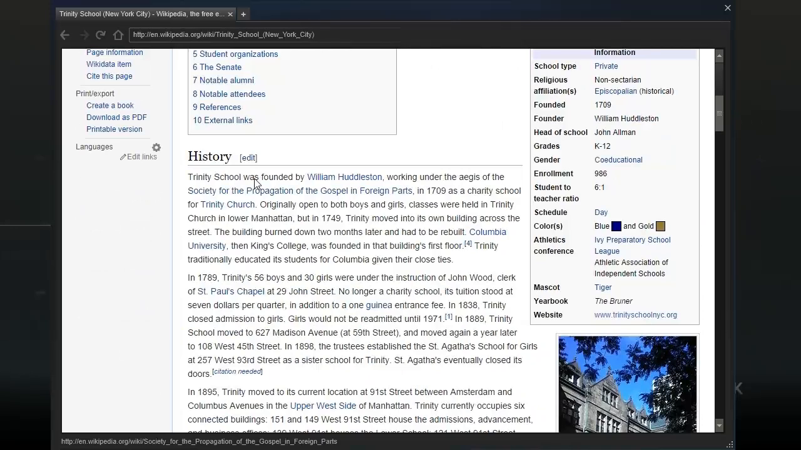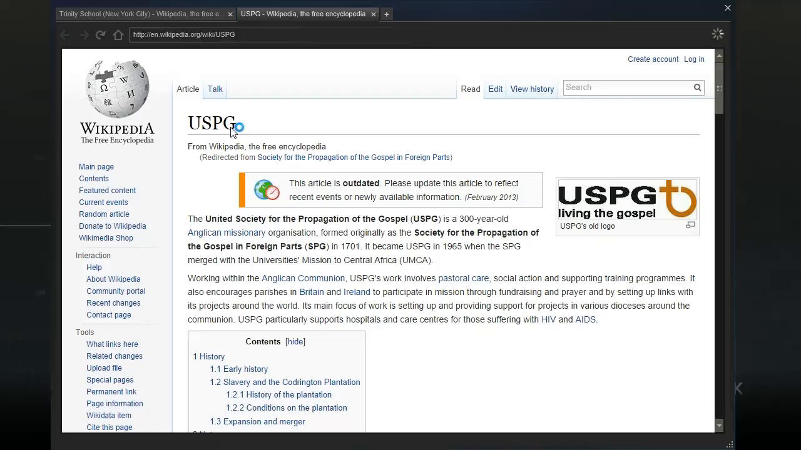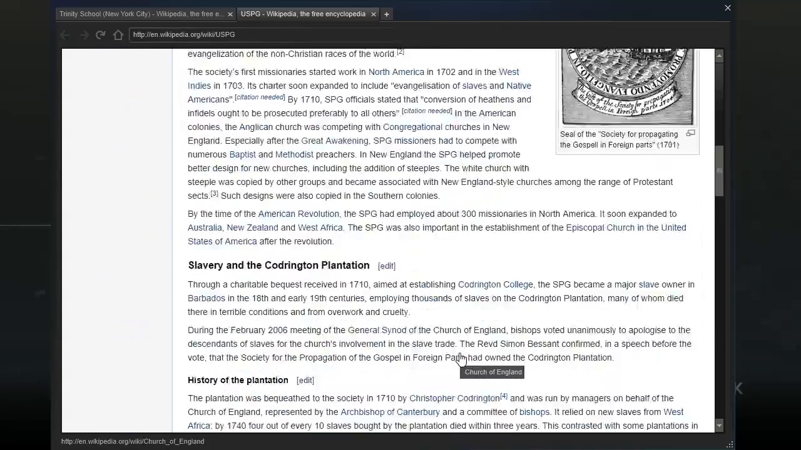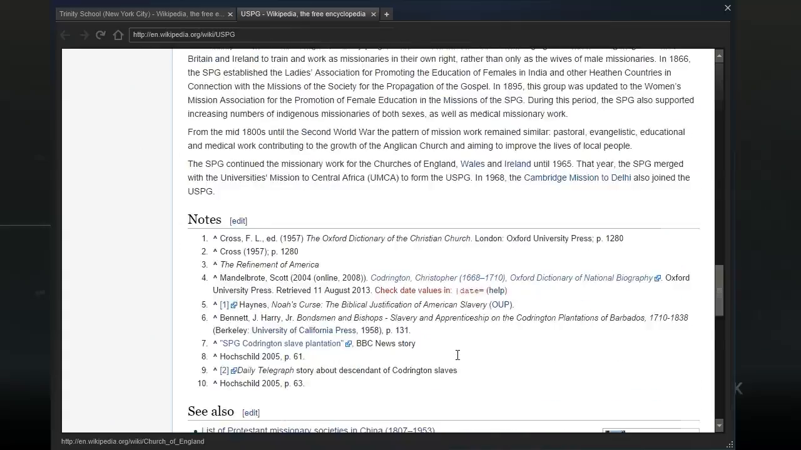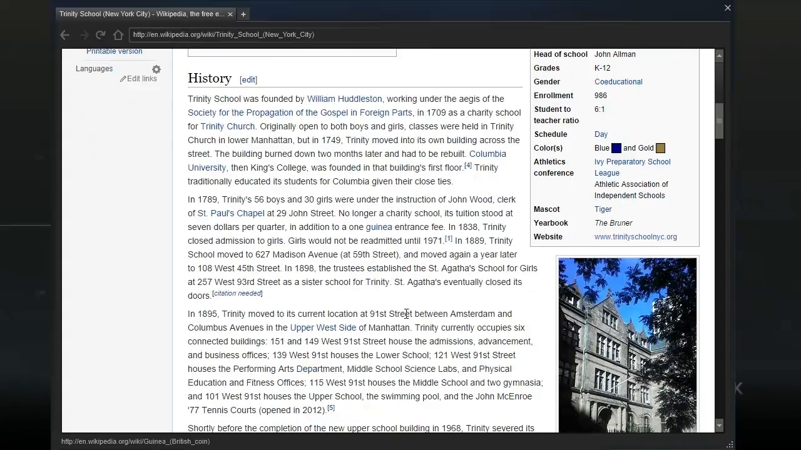Trinity School was founded by William Huddleston, working under the aegis of the Society for the Propagation of the Gospel in Foreign Parts. The Society for the Propagation of the Gospel in Foreign Parts. USPG. Alright, so it's a religious thing. In 1709 as a charity school for Trinity Church.